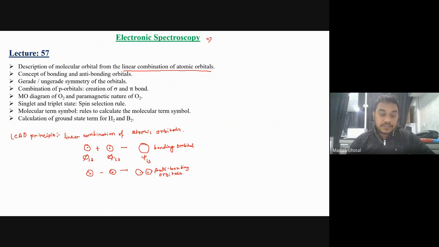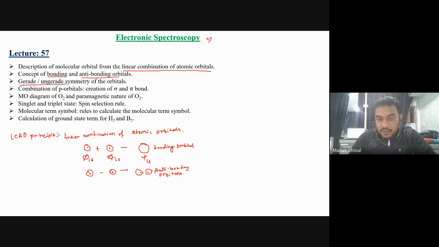Just like s, p can also do the same thing. So from here, you know the concept of bonding and anti-bonding orbitals. If two phases are the same and they overlap, you will create a bonding orbital, and if they are of opposite phase and overlap, they will create an anti-bonding orbital. Next, there was a discussion on gerade and ungerade symmetry.